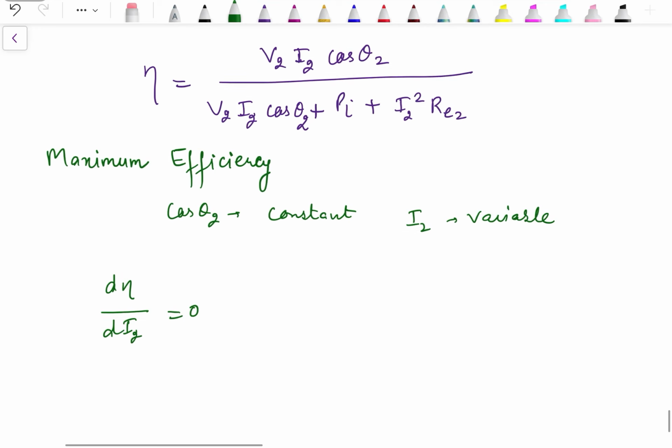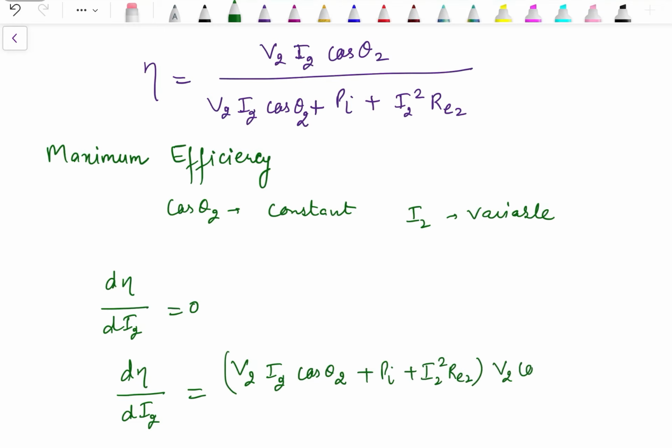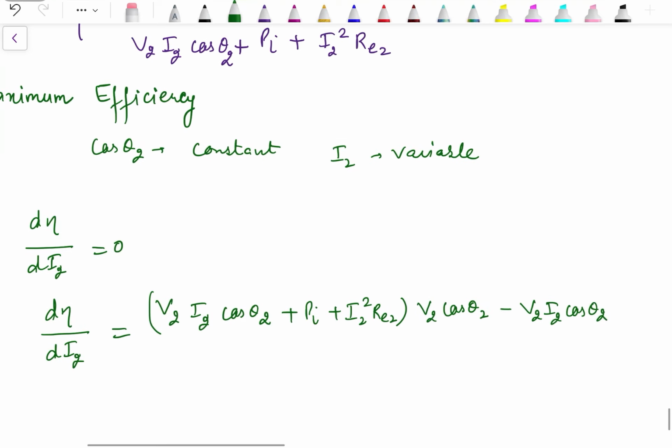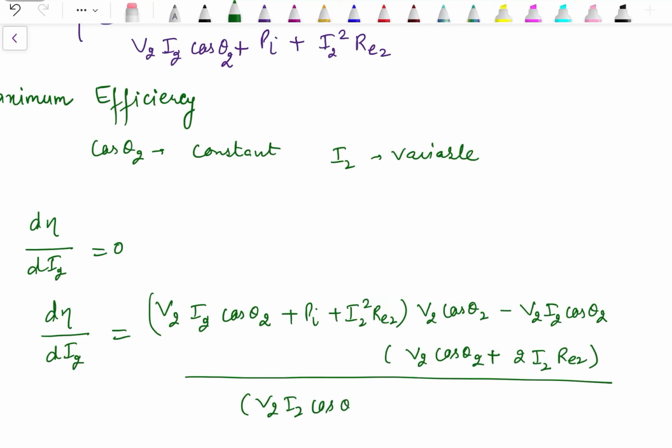and equate this to 0. Now when we differentiate, we have V2 I2 cos theta 2 plus Pi plus I2 square Re2 into V2 cos theta 2, minus V2 I2 cos theta 2 into V2 cos theta 2 plus 2 times I2 RE2, and in the denominator, V2 I2 cos theta 2 plus Pi plus I2 square RE2, whole square.